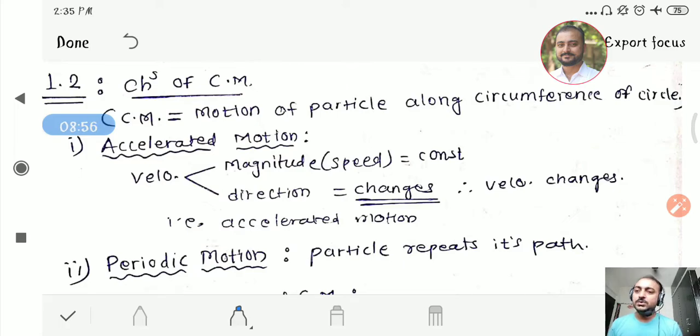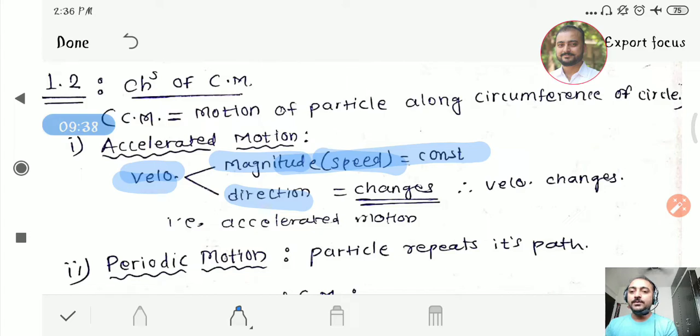Accelerated motion. Everyone knows that accelerated motion means where there is a change in velocity. So let us discuss the velocity of the particle performing circular motion, in which the velocity is constituted of magnitude and direction. Velocity is a vector quantity, and a vector quantity has two things, one is called magnitude and the other is called direction. Magnitude of velocity means the speed, and the speed remains constant.